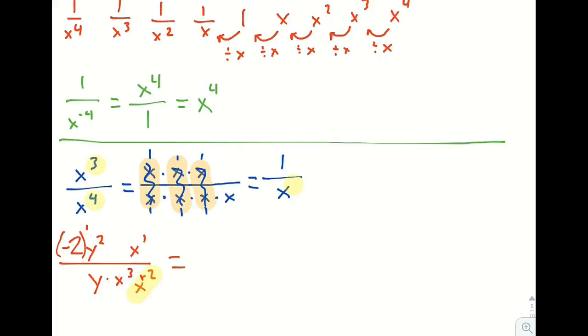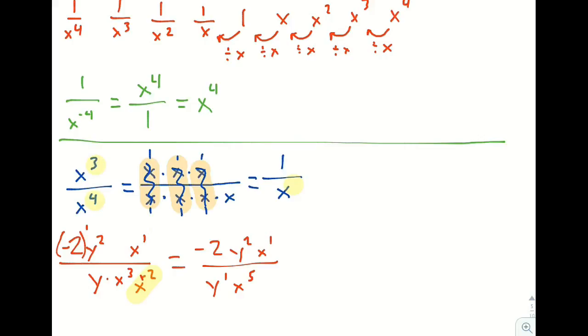I want to clean this up a little bit. So on top I still have that negative 2. I have a y to the 2nd power and an x to the 1st power. On the bottom, I have a y, and that's to the first power. It doesn't have it written, but I'm going to write that. And then x to the third, and then 2 more x's being multiplied. So I'd have a total of 5 x's being multiplied together, x to the fifth.